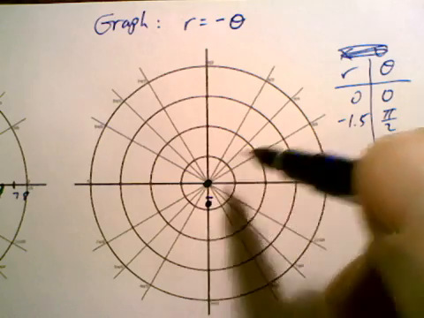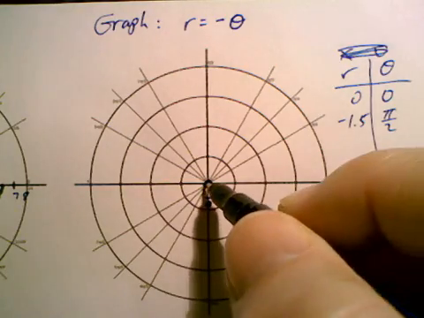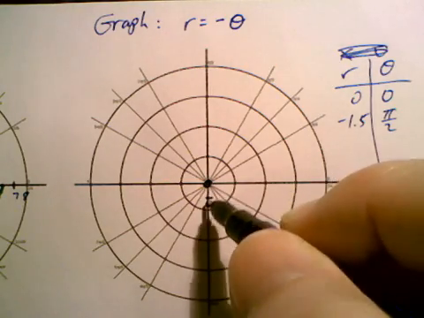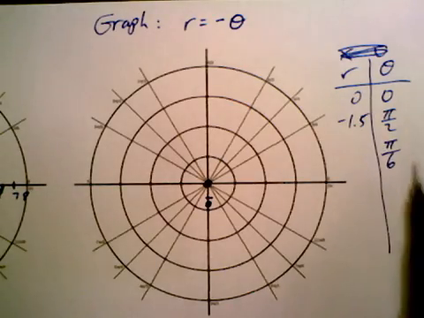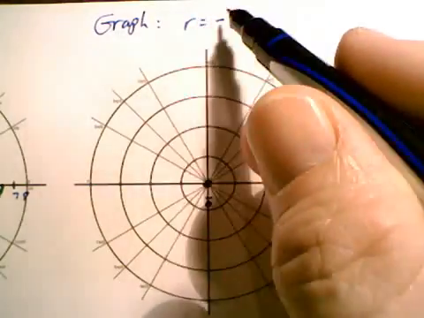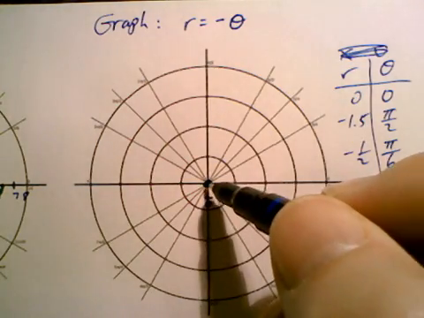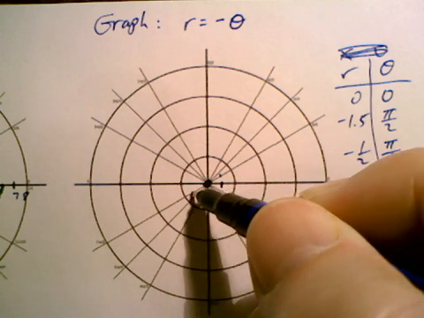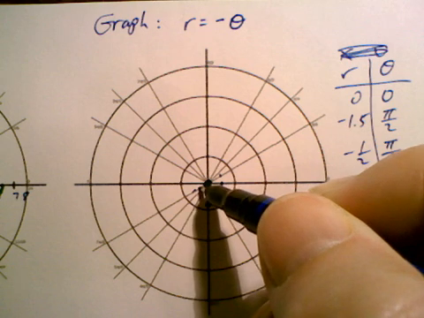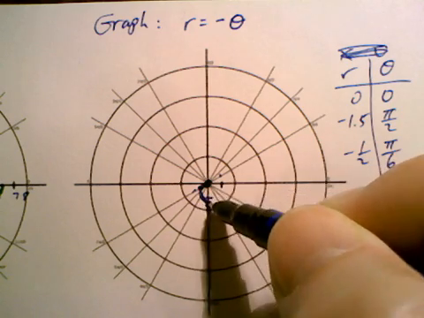Okay. It would be good though to get one more point, since our second point is on an axis, we don't know what direction it's going in, so we need to get a value like pi over 6. So when theta is pi over 6, r is negative pi over 6, so like negative 1/2. Okay, so instead of going towards pi over 6, we go away from pi over 6, and we go negative 1/2, so right there. So we can see the curve is starting to go like this. Okay, starting to get bigger right there.